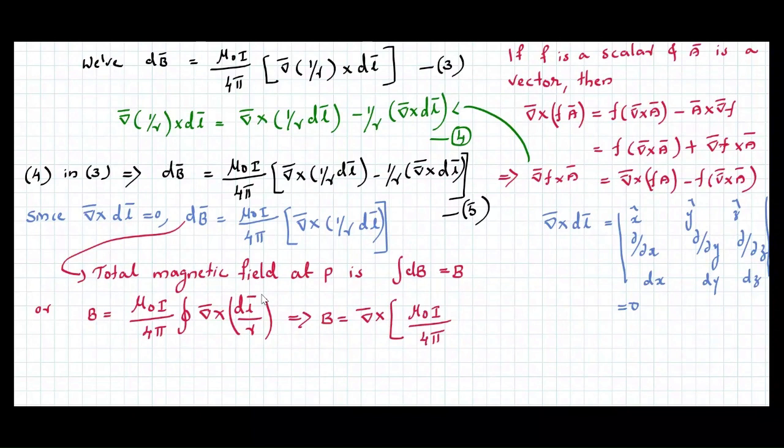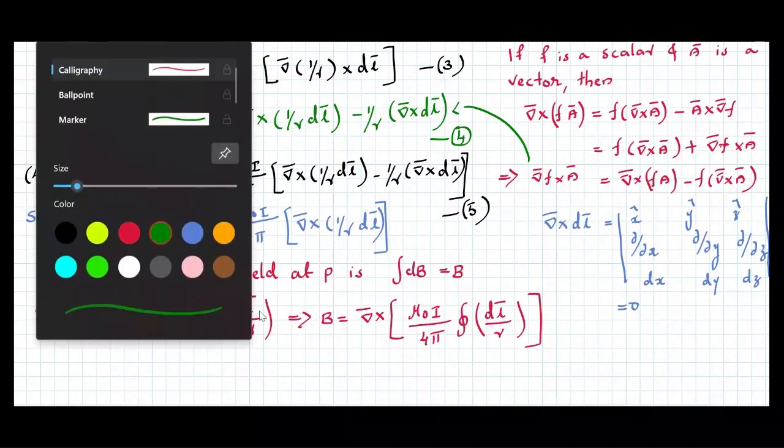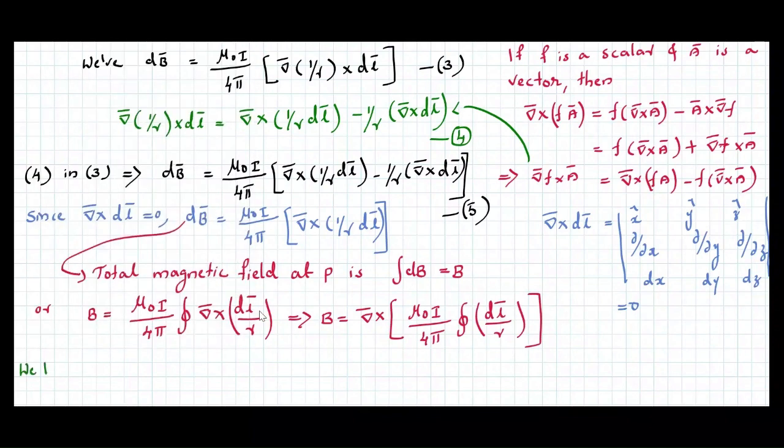This implies B is equal to del cross. We can take del outside and write the above equation as B is equal to del cross mu 0 I by 4 pi dl by r. This is the total magnetic field at point P.